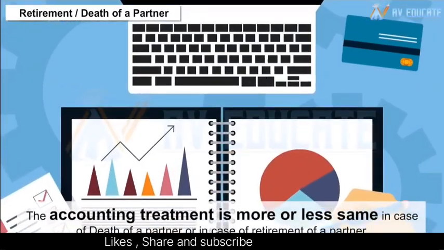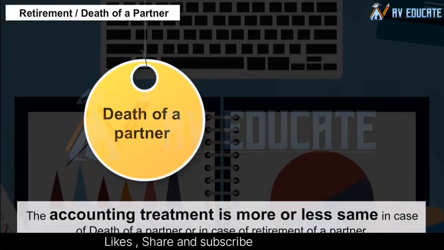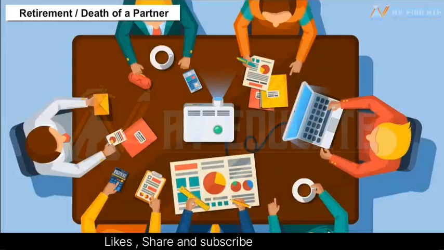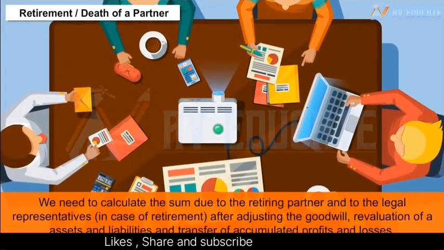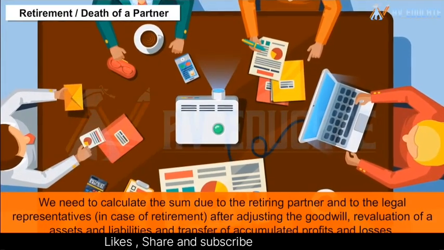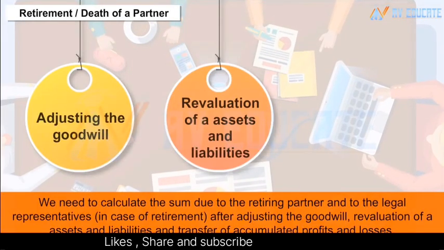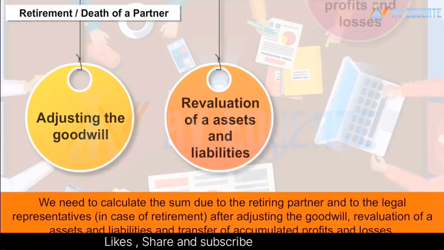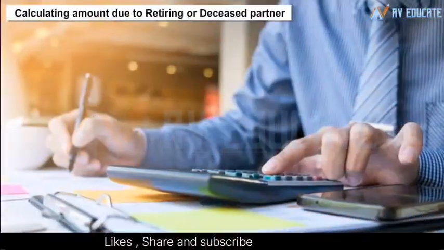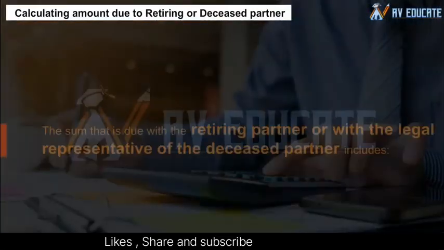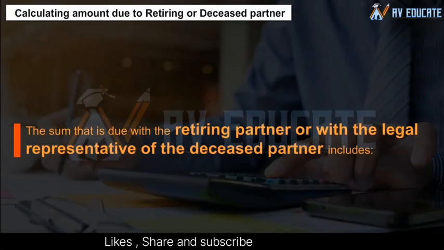The accounting treatment is more or less the same in case of death of a partner or in case of retirement of a partner. In both cases, we need to calculate the sum due to the retiring partner, and to the legal representatives in case of a deceased partner, after adjusting the goodwill, revaluation of assets and liabilities, and transfer of accumulated profits and losses.